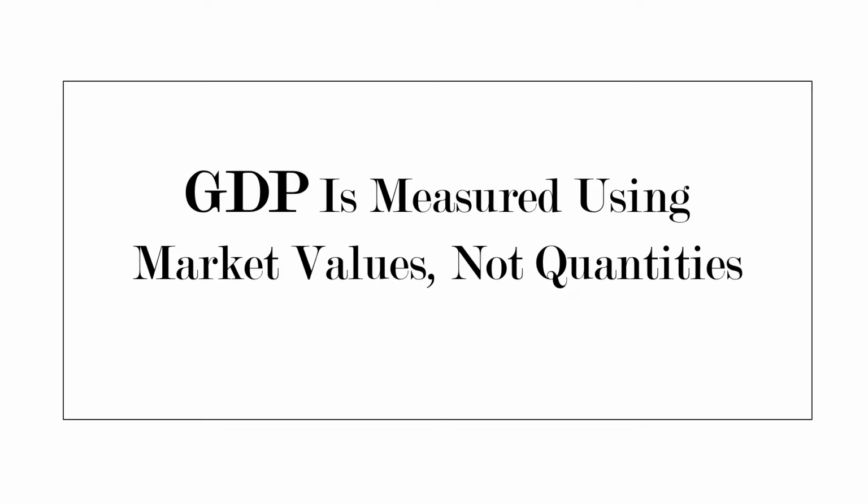And plus, there are two more things we should know. First, GDP is measured using market values, not quantities. When we measure total production in an economy, we can't just add together the quantities of every good and service. We measure production by taking the value in dollar terms of all the goods and services produced.